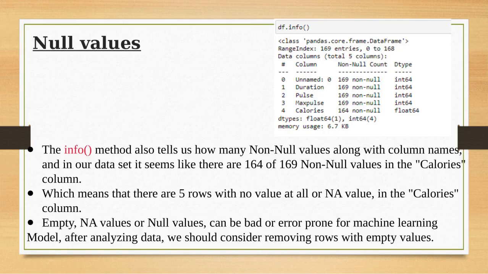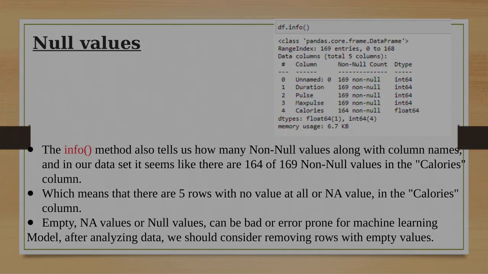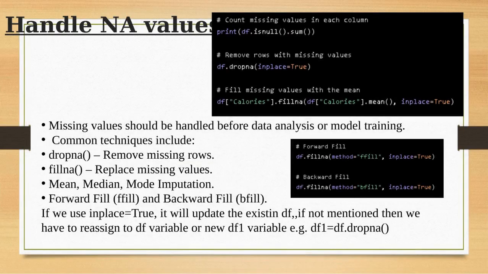Handling missing values correctly improves data quality and leads to more accurate and reliable machine learning models. In the previous slide, we learned how to identify missing values in a dataset. In this section, we will discuss different techniques for handling those missing values. Missing values are common in real-world datasets and should always be handled before performing data analysis or training machine learning models. If left untreated, they can lead to inaccurate results or even cause algorithms to fail.